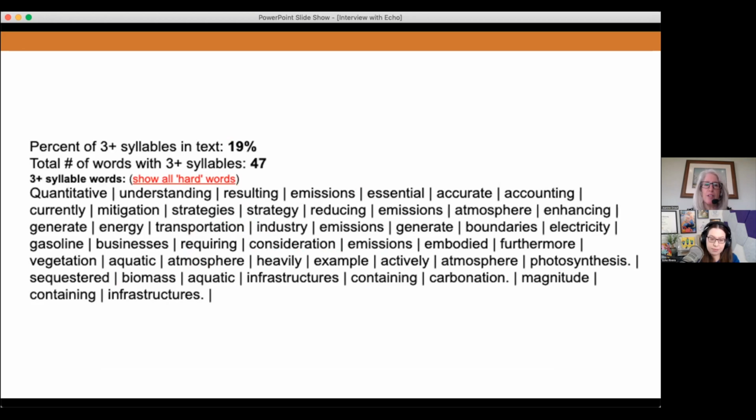So you can eyeball this and say, well, people are going to understand things like understanding, resulting, and essential probably, but they might have trouble with things like emissions, atmosphere, photosynthesis, carbonation. This saves you from having to dig through your document for the words you thought were hard, and it gives you a list of them.